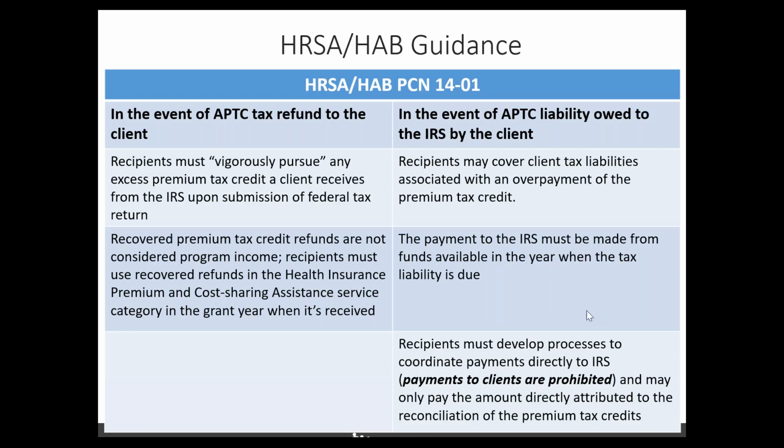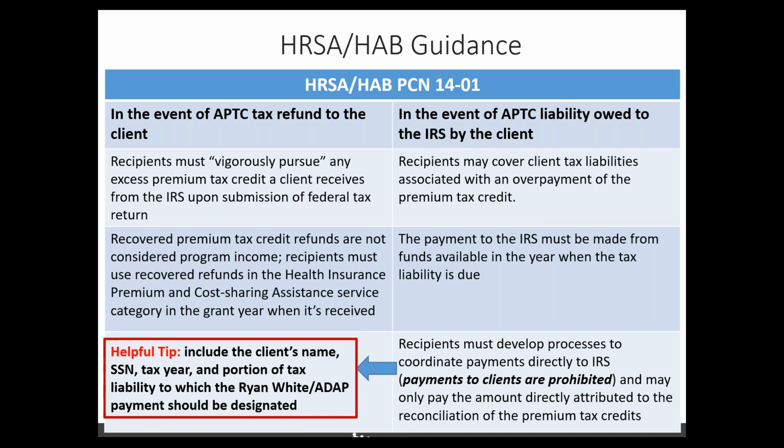This is a review of HRSA HAB PCN 1401, which provides that Ryan White recipients may cover client tax liability associated with overpayment of APTCs and must also pursue any refunds that clients receive following reconciliation in cases where Ryan White funds are used to pay for coverage.